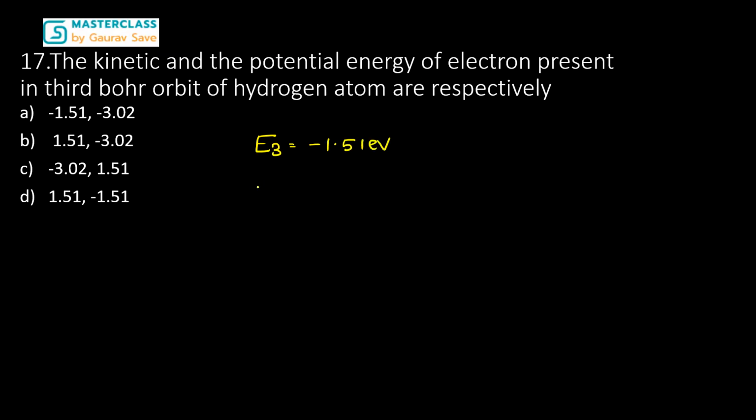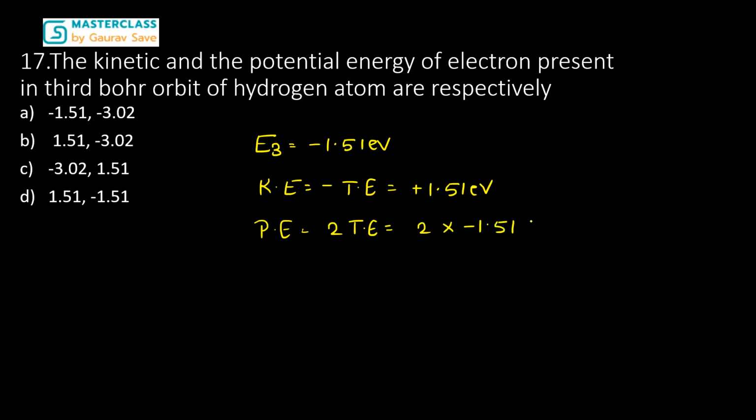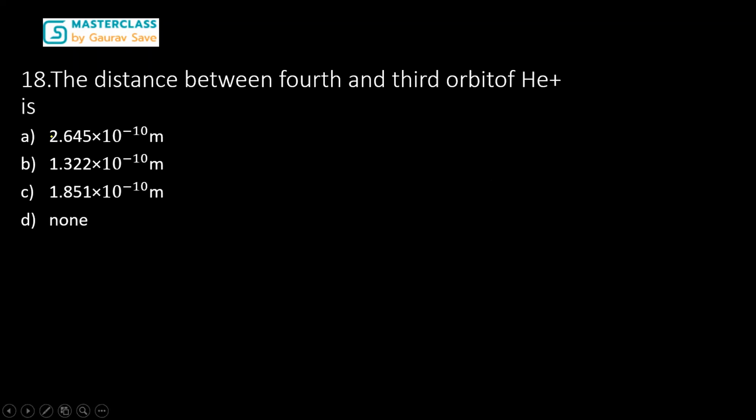Now they are asking us about kinetic energy. So guys, kinetic energy is minus of total energy. So this one will become minus of minus 1.51, which is plus 1.51 electron volt, and potential energy is twice the total energy. So this one will become 2 into minus 1.51, which is minus 3.02 electron volt. So guys, option B is the correct answer over here.